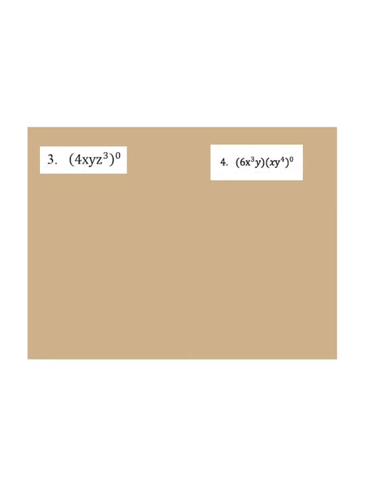So I can look at number 3 here. I have 4x, y, z to the third, all to the 0 power. Remember, anything to the 0 power cancels out, and it's just 1.